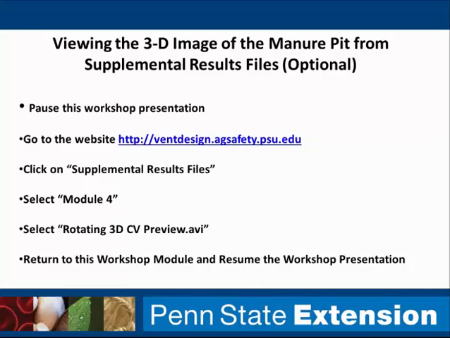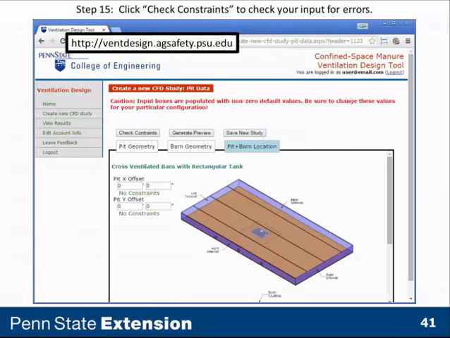results files. Simply go to the website, click on the supplemental results files, select module number 4, then select under that the rotating 3D cross-ventilated previews, and you can do all the things that I just showed you on the previous slide, plus many, many more things. And you can get a pretty good idea whether you have everything inputted correctly for your barn and your pit.